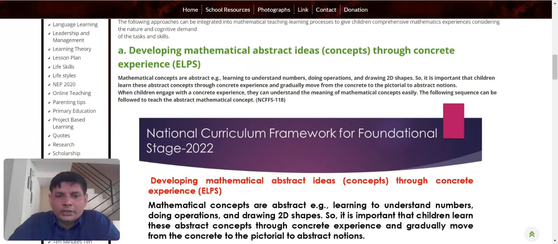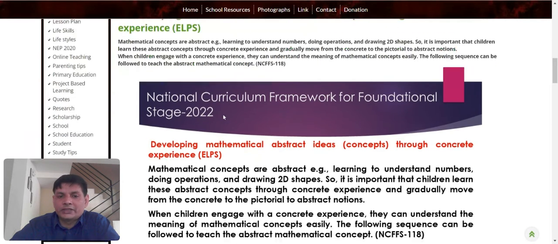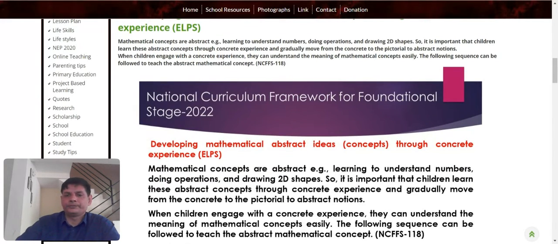So, point one: developing mathematical abstract ideas and concepts through concrete experience, that is known as ELPS. Mathematical concepts are abstract: learning to understand numbers, doing operations, and drawing 2D shapes. So it is important that children learn these abstract concepts through concrete experience and gradually move from the concrete to the pictorial to abstract notions.